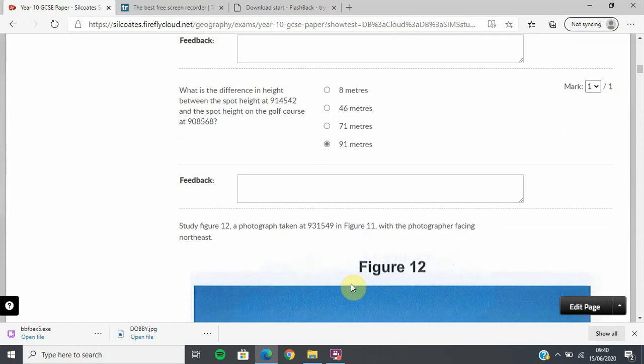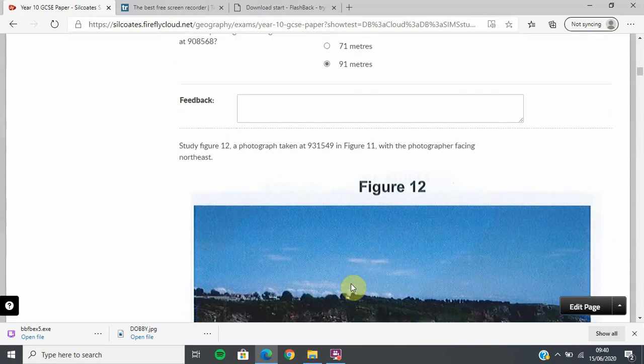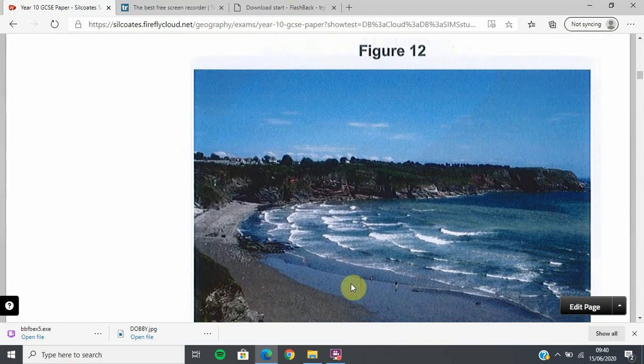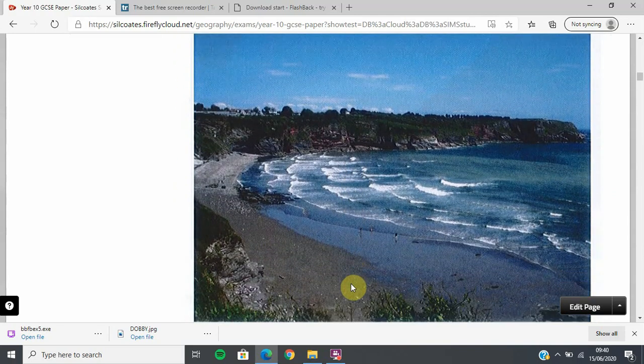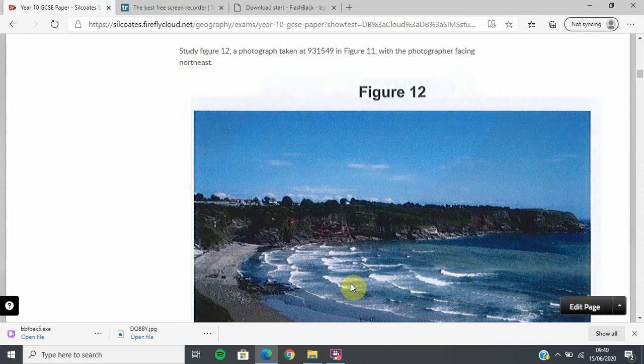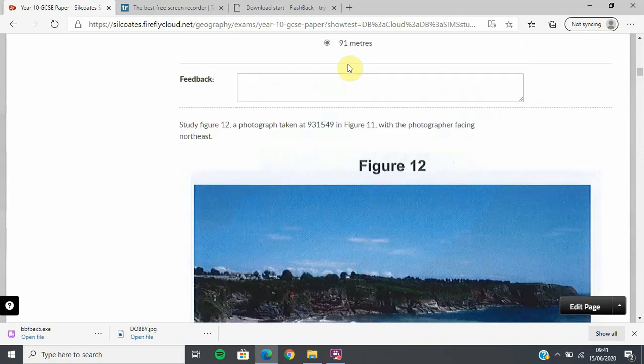Okay, next is study figure 12. You had to look at this photograph just to see what we were looking at. It said the photographer was facing northeast, and it tells us he, or she, was at 931549, facing northeast. So let's go back to the map.